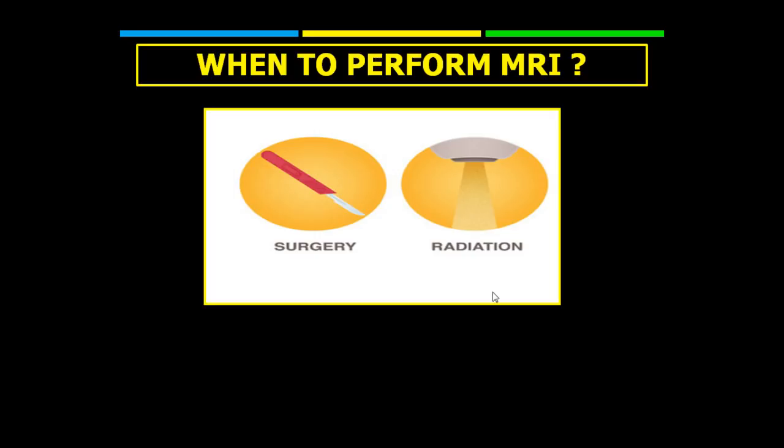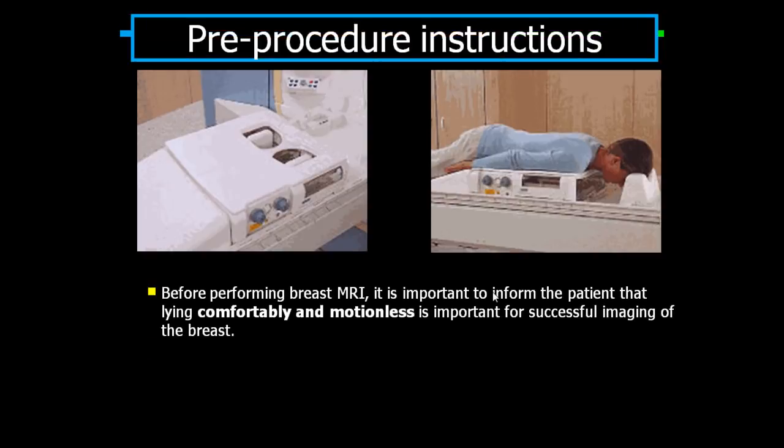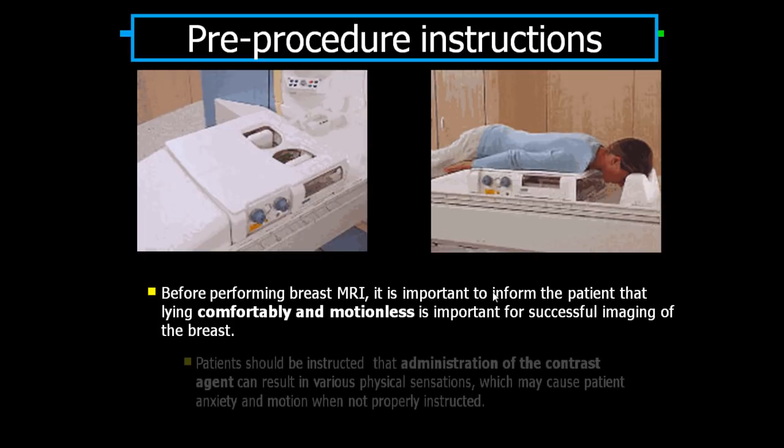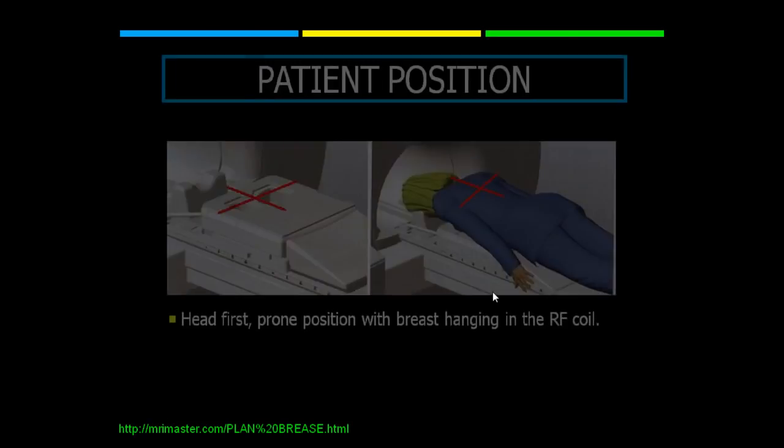Another important timing is when to perform MRI after surgery or after radiation. We should wait at least 6 to 9 months after therapy before doing an MRI. Before performing breast MRI, it is important to inform the patient that lying comfortably and motionless is important for successful imaging of the breast. The patient should be instructed that administration of the contrast agent can result in various physical sensations, which may cause patient anxiety and motion when not properly instructed.